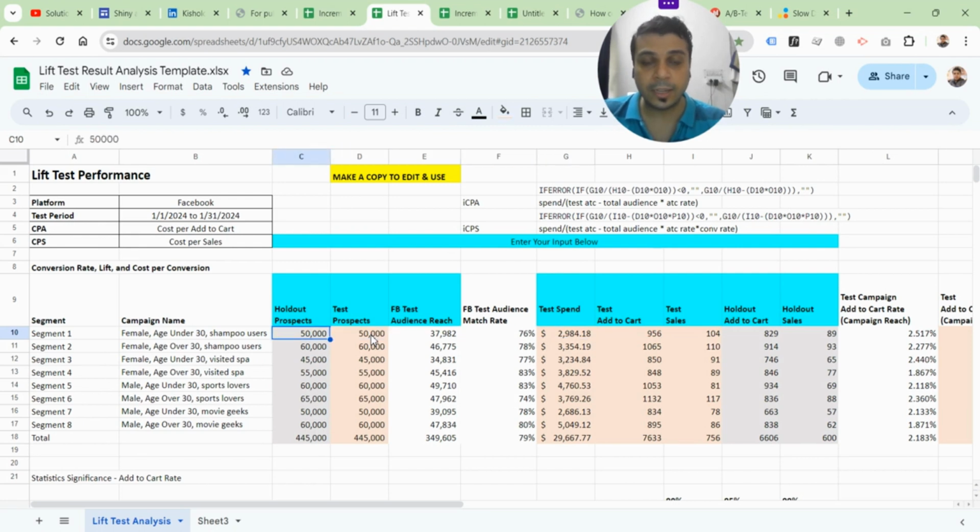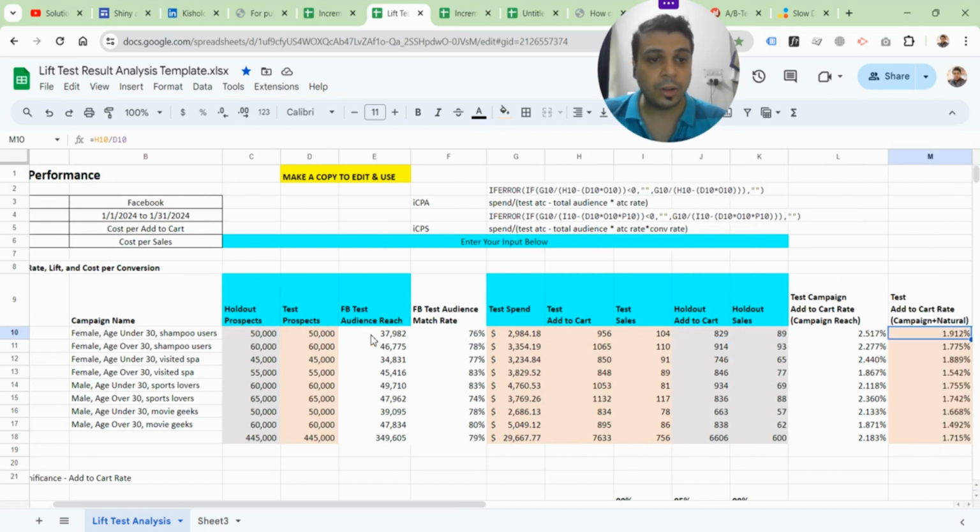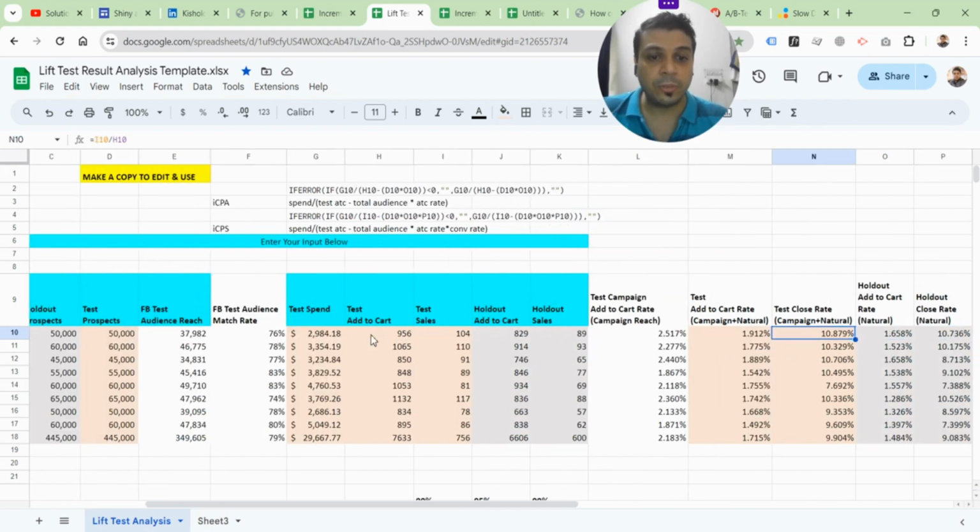And holdout, as you can understand, they are not being shown the ad. And for them, how many add to cart happen for the test audience, how many sales happen for the test audience, and similarly for holdout, how many additions to cart, how many sales happen. And then we have some ratios here.